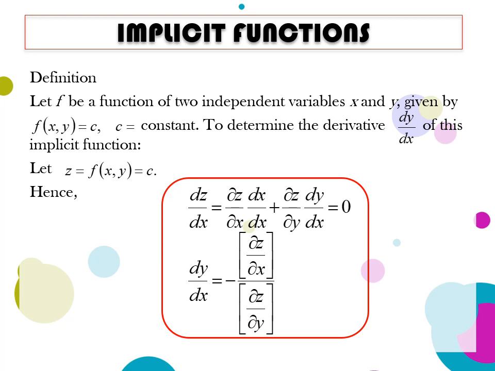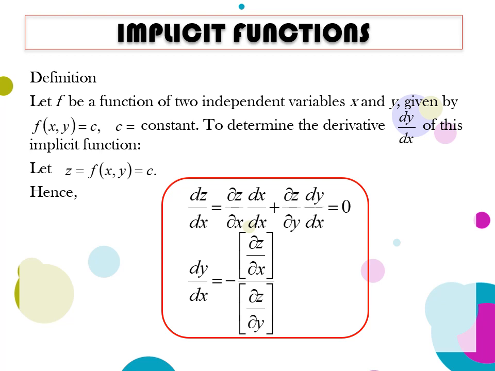Let's have a function f which is dependent on the variables x and y, where this function is equal to c, where c is a constant, so it can be 0 or any other number. This is the concept of implicit differentiation, similar to what we applied in chapter 4 for differentiation of the implicit function. That function must be equal to some constant, right?